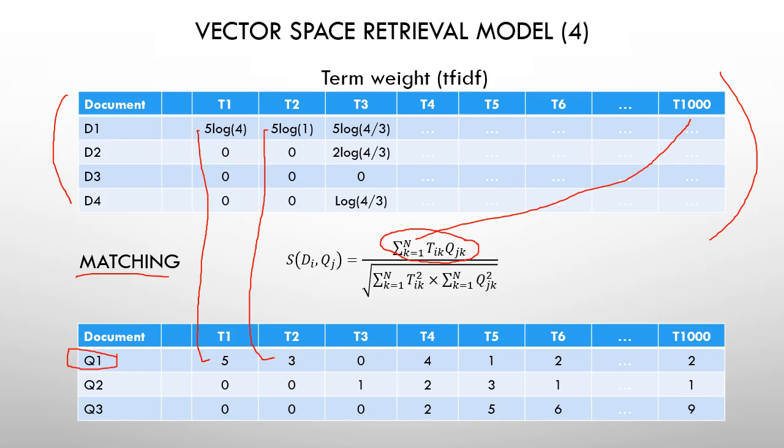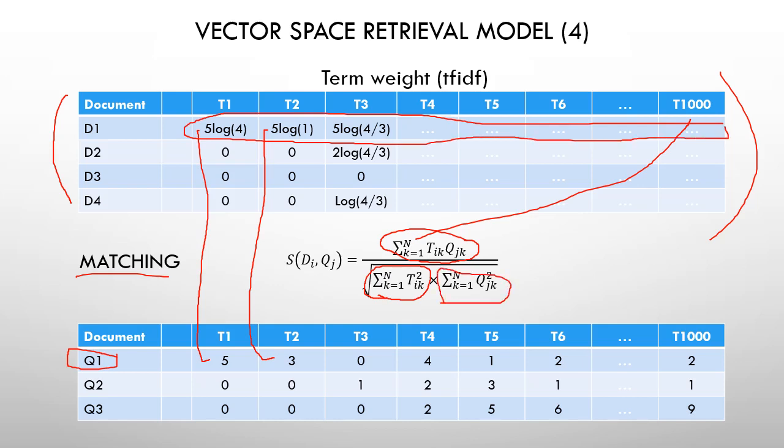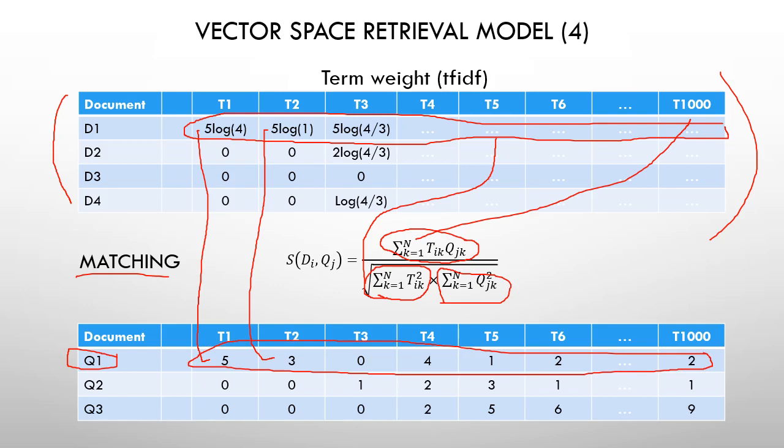And then the denominator is for this one, a summation of k from 1 to n of t_ik. So we square these individually and then add them up. And then for this part, this one is for this, and this one is for this. Okay, so now we get the value for s.